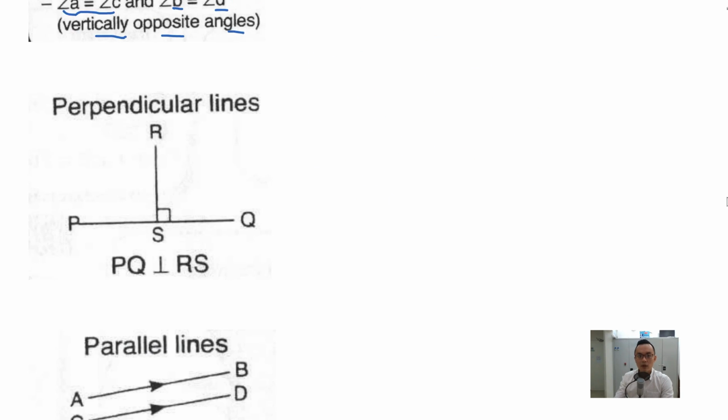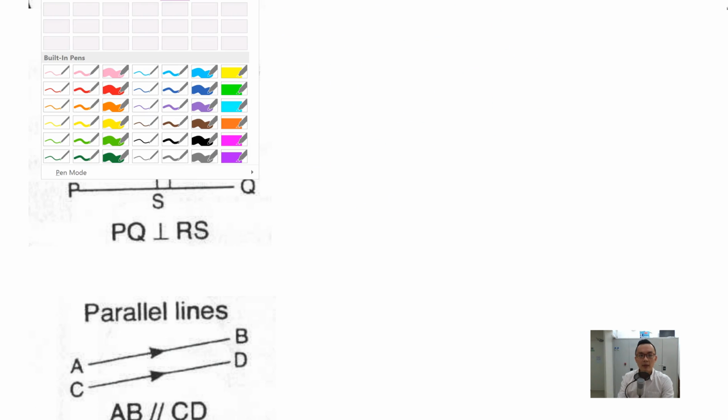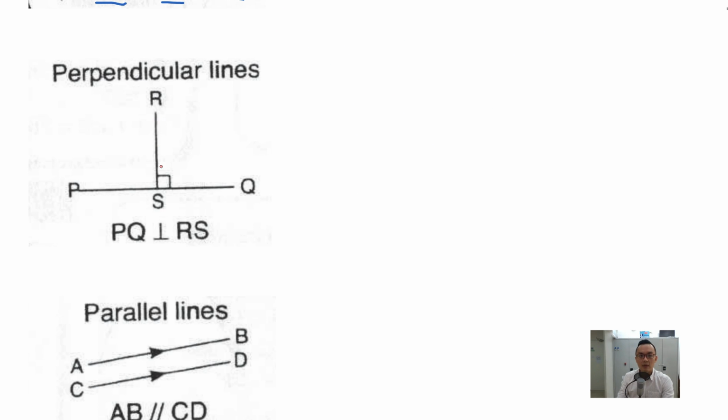Now let's look at the next one, perpendicular lines. Perpendicular lines basically means that there is a squarish thing over here, and it means that angle RSQ equals 90 degrees. So PQ is perpendicular, this sign represents perpendicular, to RS. So PQ is perpendicular to RS, and this is 90 degrees.